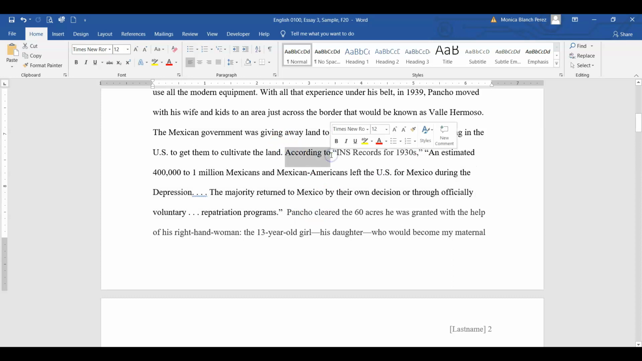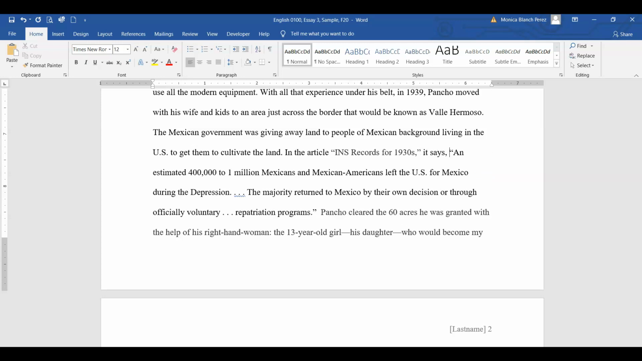You could say something like, in the article, blah, blah, blah, it says, right? I don't think I need the comma here, right? In the article, blah, blah, blah, it says, and then that, right? So there are different ways of saying that. I like the according to blah, blah, blah, because it's very convenient.